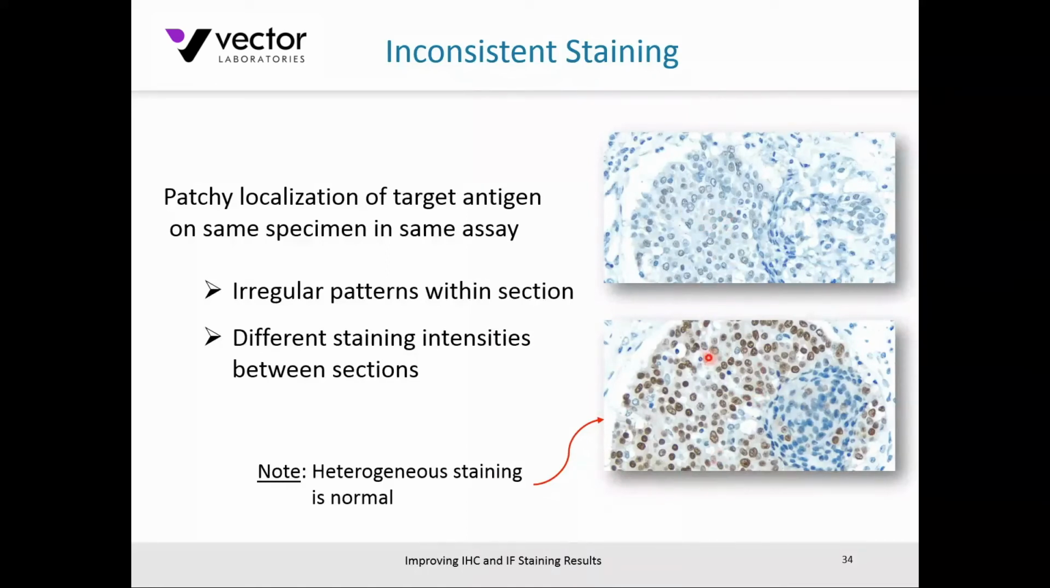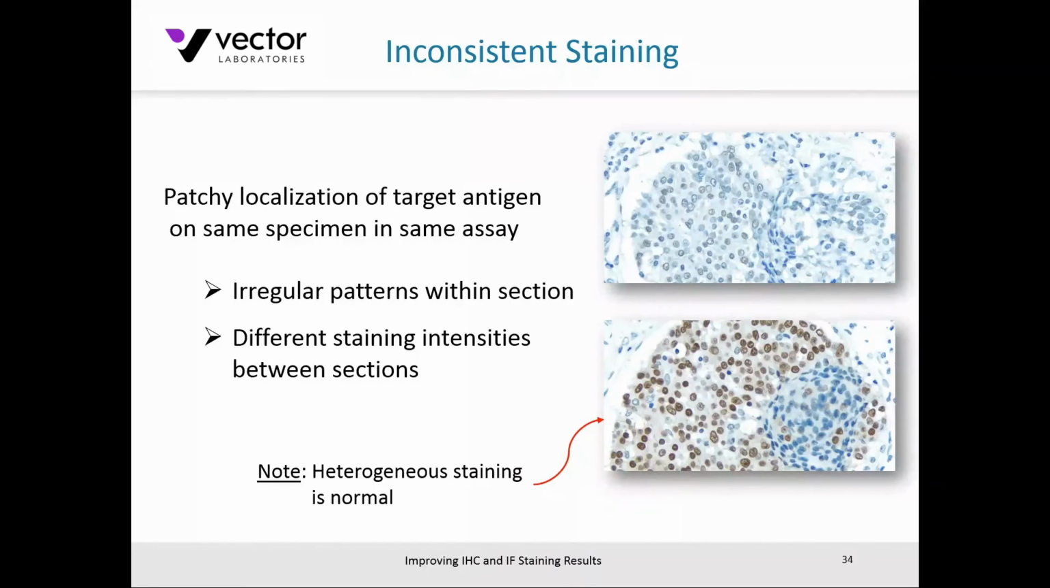Run in the same assay on different slides. You're getting some nice defined nuclear staining here. You can clearly see it contrasted with this blue hematoxylin counterstain. But maybe three slides down, you're starting to see this irregular or differential staining intensity between slides in the same assay. And this is a little confounding to investigators.